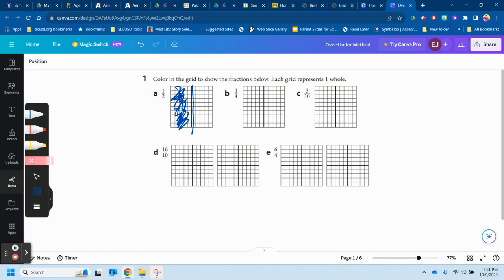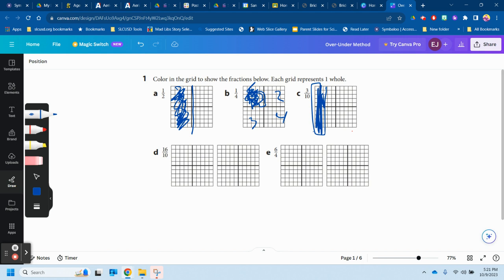So 1/4. The number of pieces is 4: 1, 2, 3, 4. So 1/4 would be this much right here, or a quarter, 25 hundredths. Now this one is saying tenths. Tenths are these individual lines going down: 1, 2, 3. I can't get very accurate here with the tools I'm using. That would be 3/10.